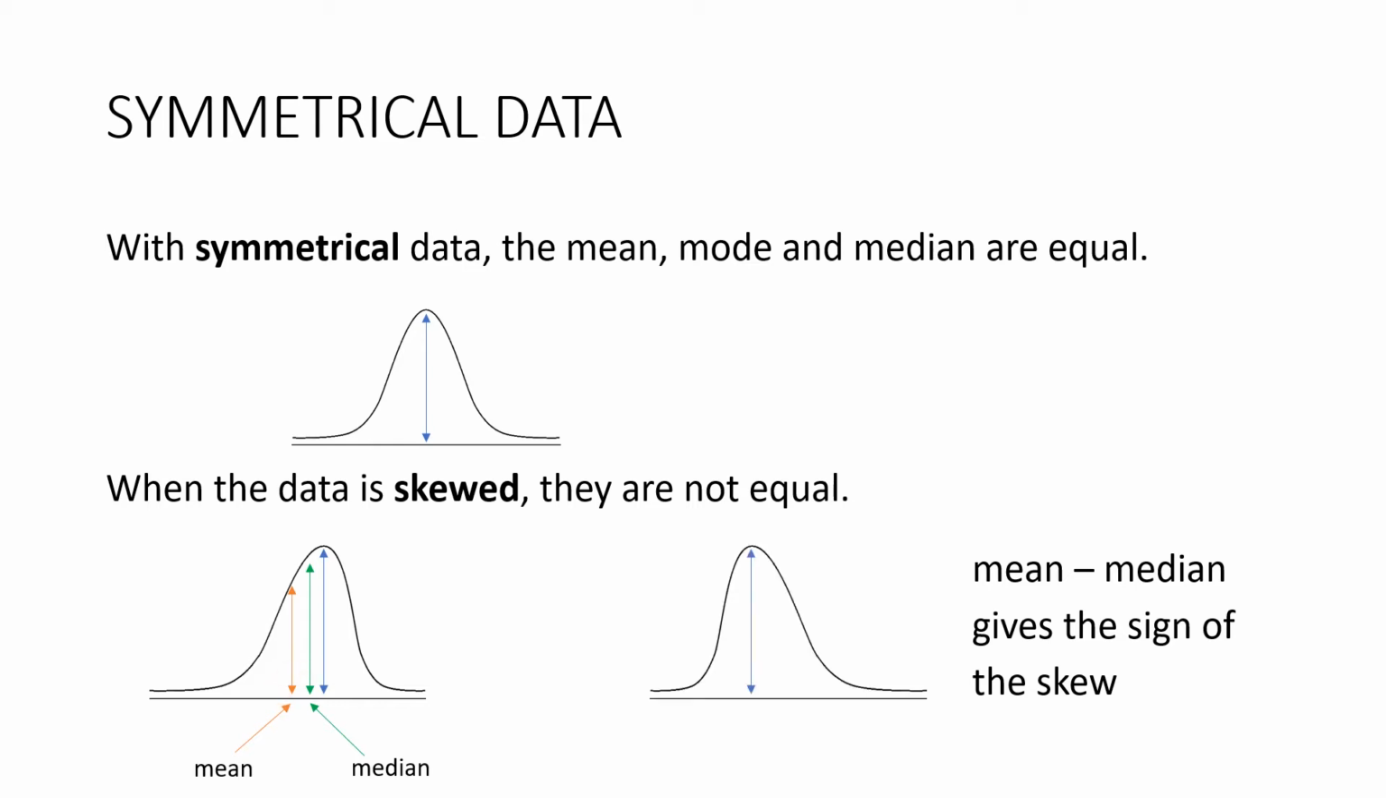Here's our positive skew. There's the mode, and then there's the median and the mean. This time I'm doing a bigger number, take away a smaller number, and so that's going to give me a positive number, so hence this is a positive skew.